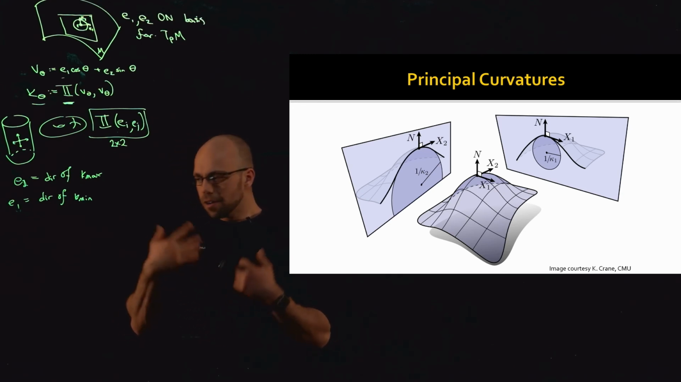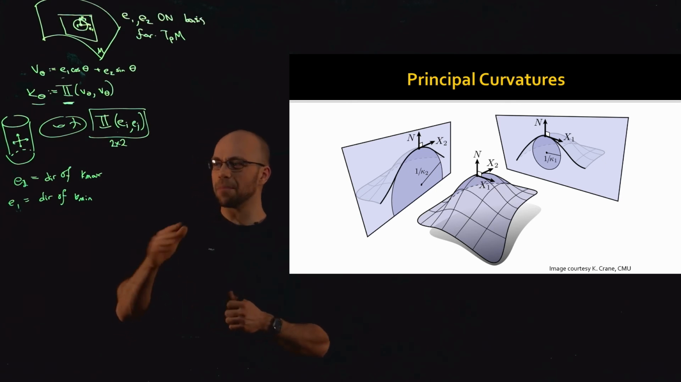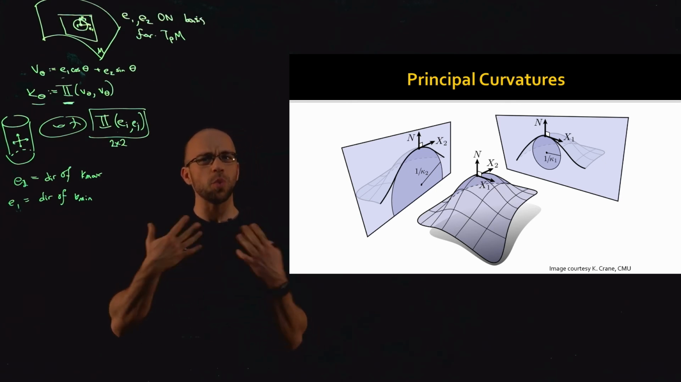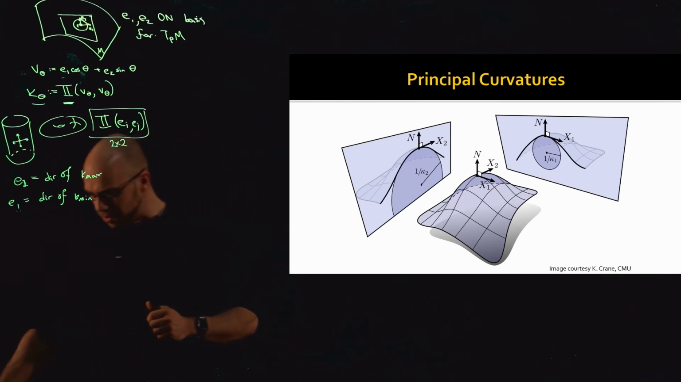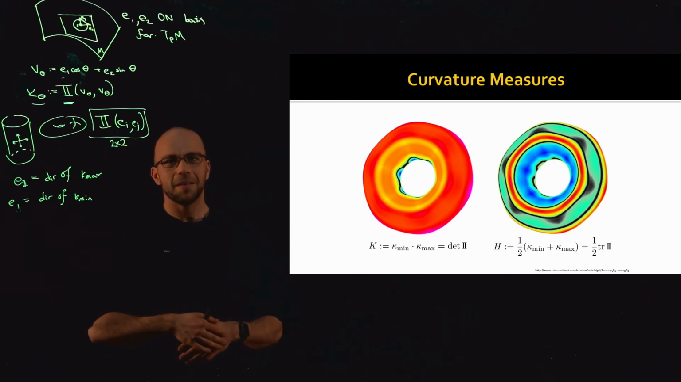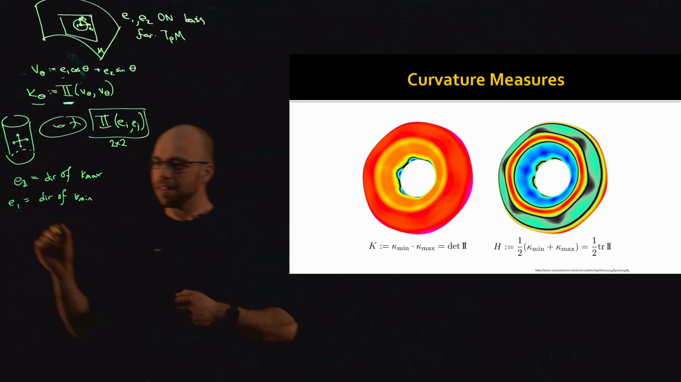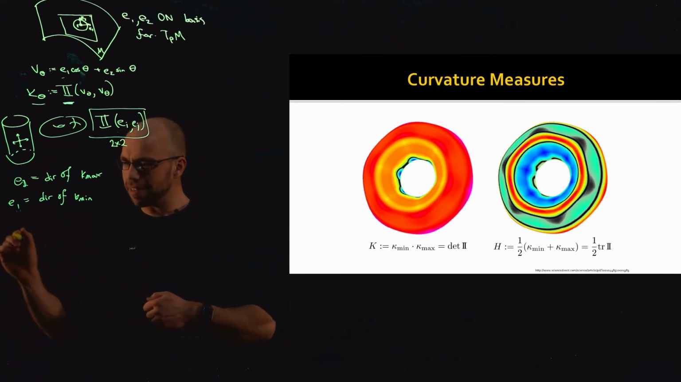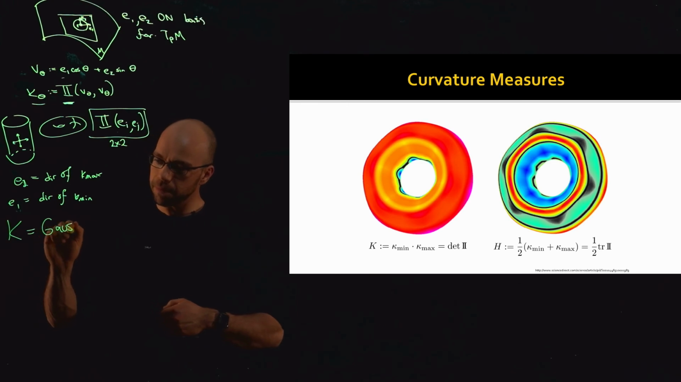Now, there are numbers that we derive from these principal curvatures, like kappa min and kappa max, which are the really famous measures of curvature that we care about in differential geometry. And those values are big K and big H. Big K, I'm noticing that I forgot to write it on the slide here, is called Gaussian curvature.